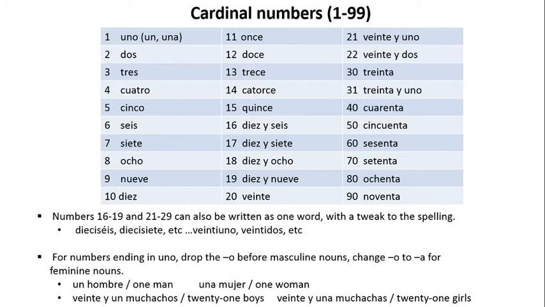Now, for numbers ending in uno, drop the o before masculine nouns, change o to a for feminine nouns. For example, un hombre is one man, una mujer is one woman, veintiún muchachos is 21 boys, veintiuna muchachas is 21 girls.